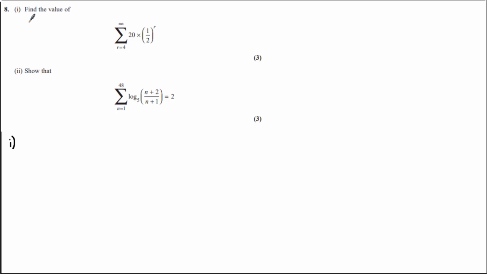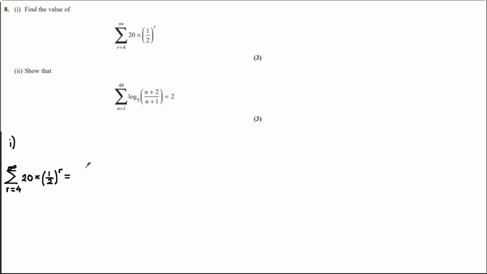Question 8, part I. Find the value of the sum of terms from r equals 4 to infinity of the series 20 times a half raised to the power of r. And this is a 3-mark question. Now, whenever you're asked to find the sum of terms in a series, I would generally advise that you start to write down terms and try and see if you spot a pattern. Okay, so let's write the first term of this series.